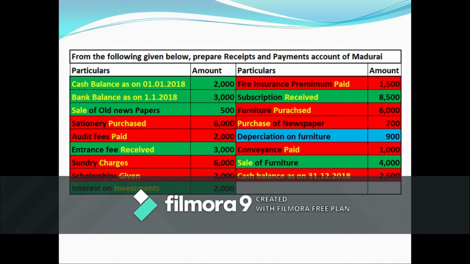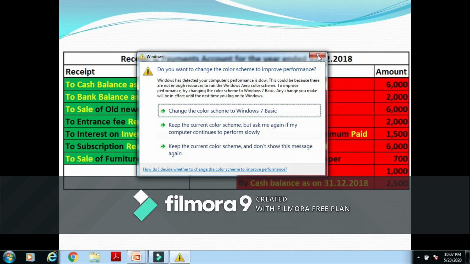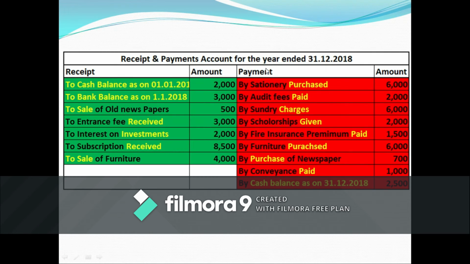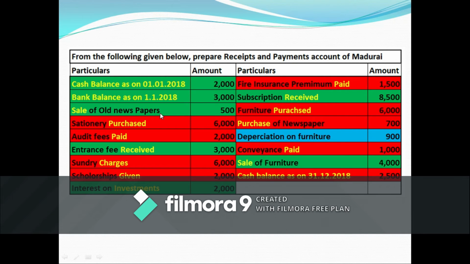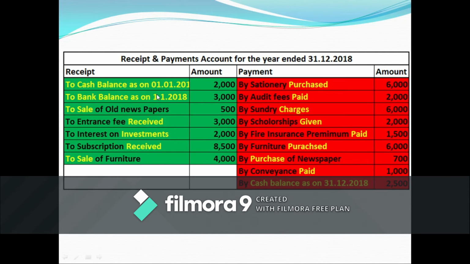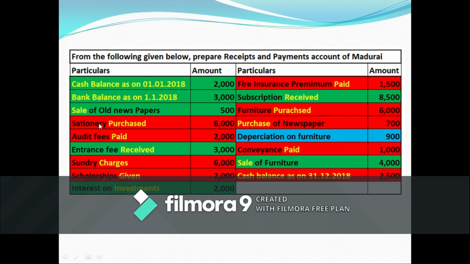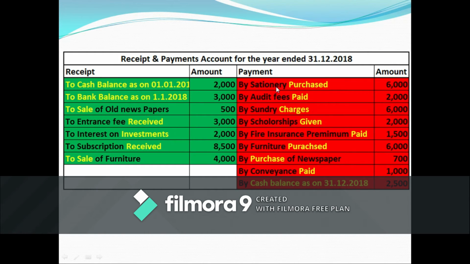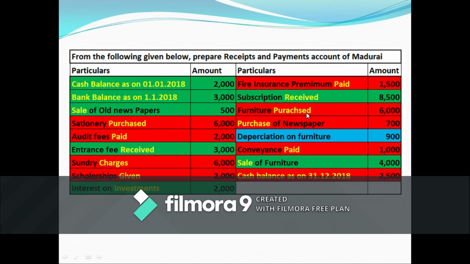Next step here, receipt and payment account for the year ended 31st March 2018. Receipt, payment, here payment amount. Here receipt side, whatever we highlighted earlier in green, all the receipts should be mentioned in the receipt side. Here whatever highlighted in red, here we mention in the payment side. Here only one account, depreciation on furniture.